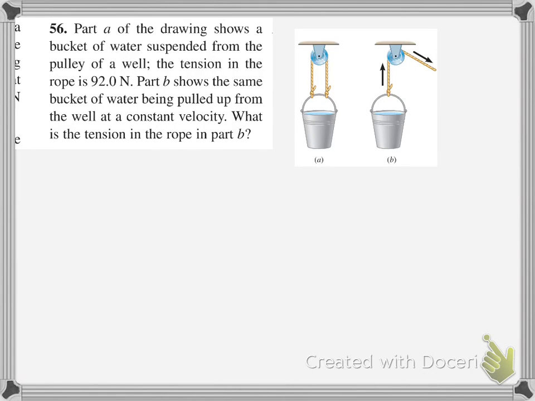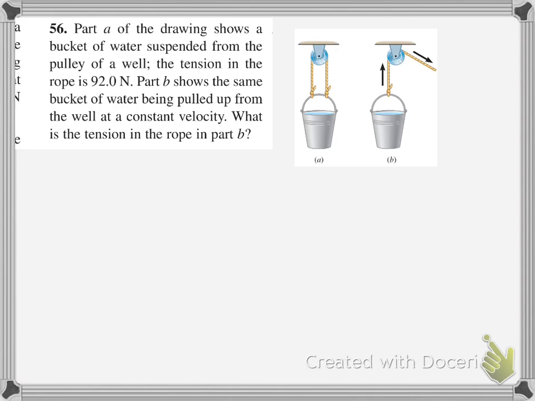Let's look at two problems. 56. Part A of the drawing shows a bucket of water suspended from the pulley of a well. The tension in the rope is 92 newtons. Part B shows the same bucket of water being pulled up from the well at a constant velocity. What is the tension in the rope in Part B?